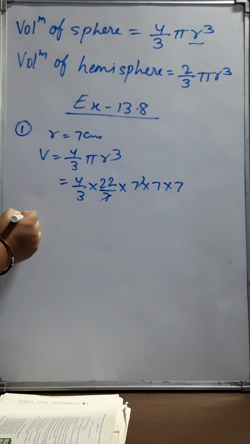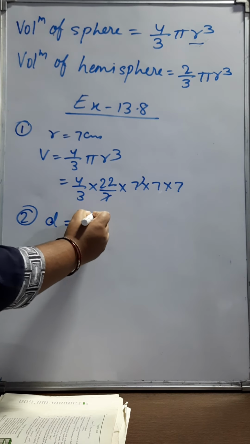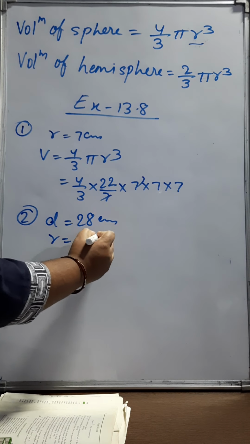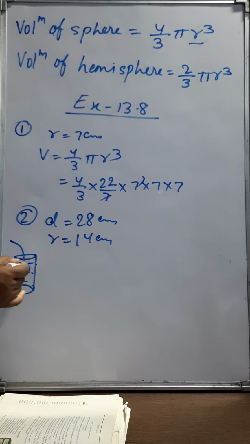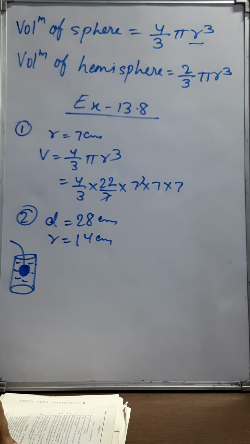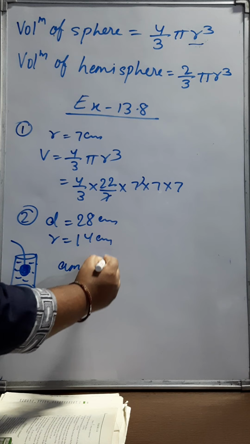Similarly, question number 2 says, find the amount of water displaced by a solid spherical ball of diameter 28 centimeter. Radius will be definitely 14 centimeter. I hope in physics you have studied that if we are putting any ball inside a vessel which is filled with water, then the spherical ball will displace water equal to its volume. This is Archimedes principle.